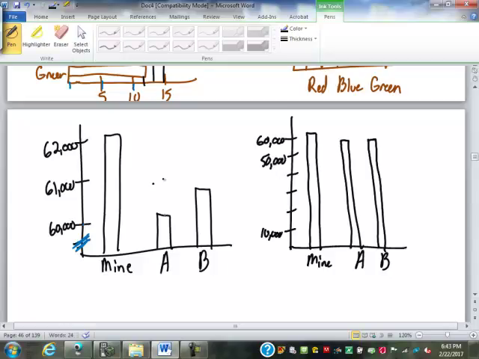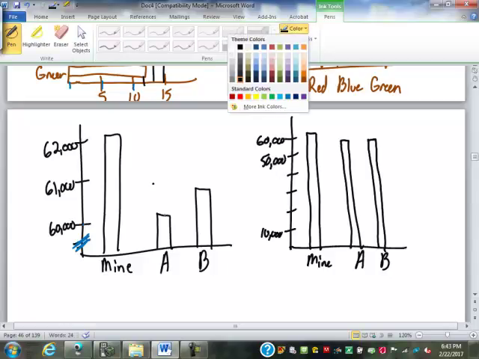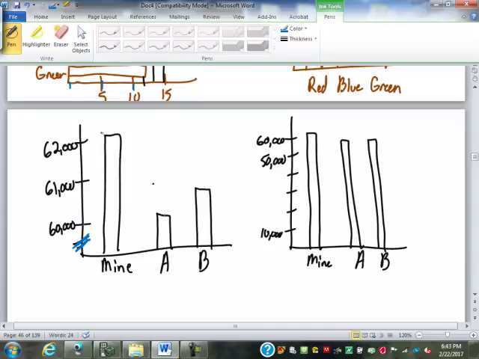Also, because I used big numbers here, with either one of these graphs, can you tell exactly what my sales were for the year? Well, you can tell it's more than 62,000 and less than 63,000, but you couldn't give me an exact number. Graphs are not good at getting exact numbers. Graphs are good at comparing.